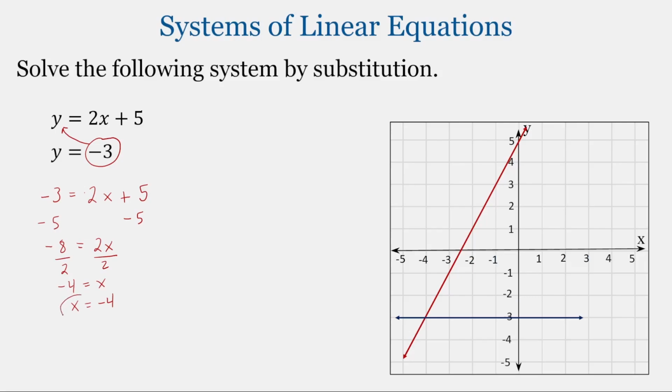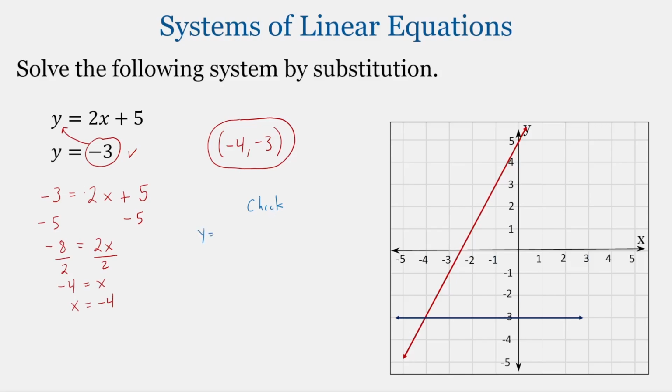So we have our x value. x is equal to negative 4. We already knew our y value of negative 3, so we end up with the ordered pair negative 4, negative 3. So this is our solution to this system of linear equations. Let's check our answer by plugging that ordered pair into both equations. We should get a true statement for both equations.